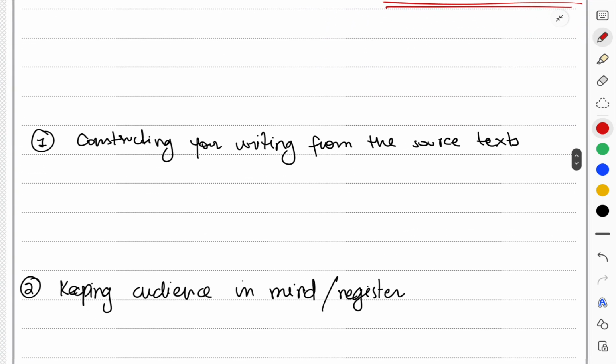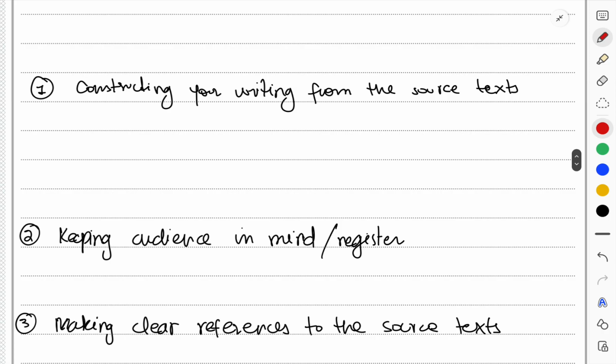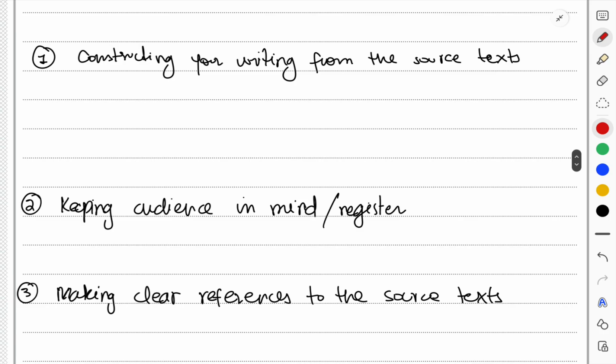Then, yes, you're supposed to construct your writing. Second, okay, so here are things that you need to keep in mind when you're doing section B. So you need to construct your answer using the source text. Now, it is an advantage in a sense that you're not having to start from nothing. It's not like you're starting from scratch.